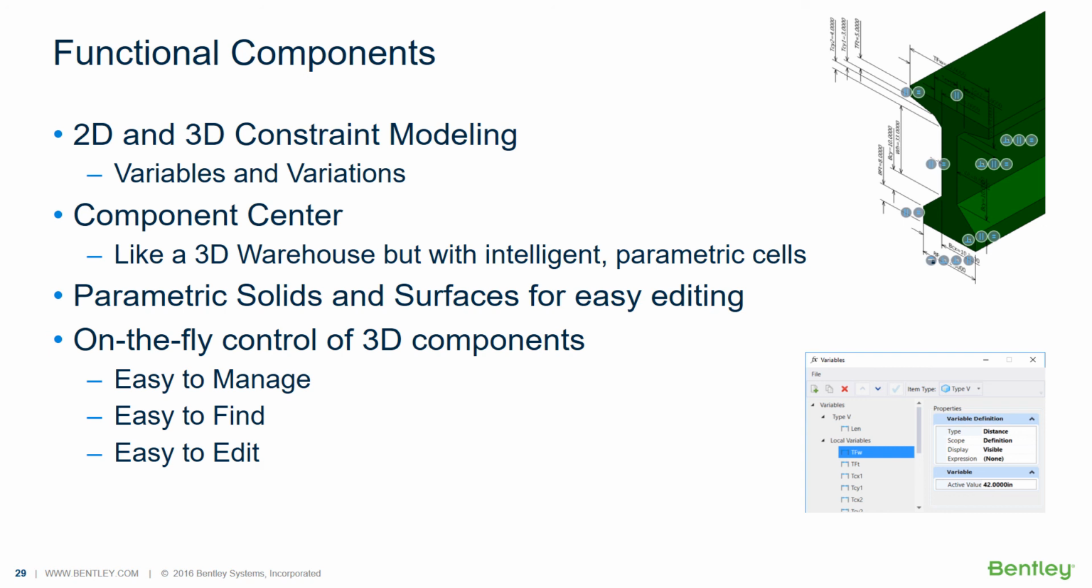And you can take those components and then you can share them with other project participants, very much like your three-dimensional warehouse, if you're familiar with that, the Trimble 3D warehouse. But instead, the Component Center allows you to share intelligent parametric cells so that you can change them on the fly by using variables and variations. You can also consume Revit RFA files here. So you can import and use Revit RFA files in the Component Center as well.